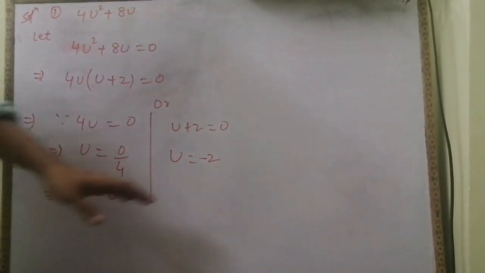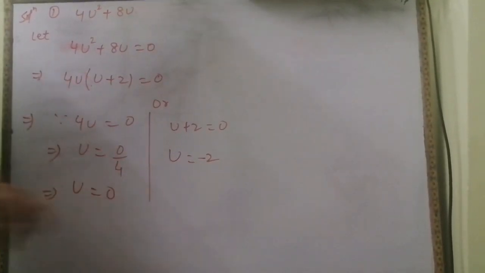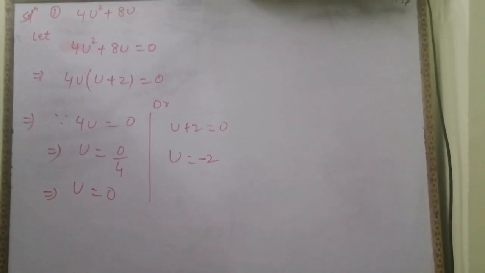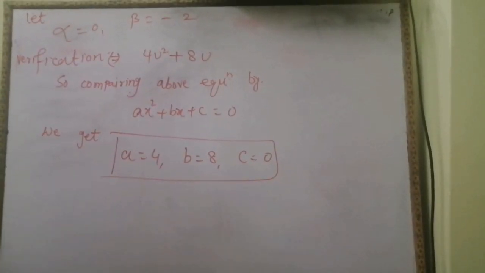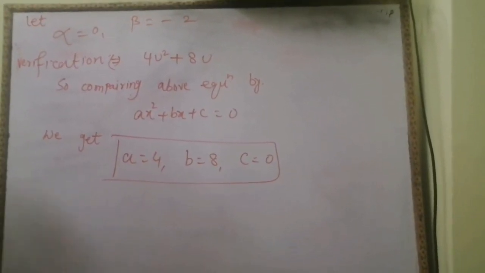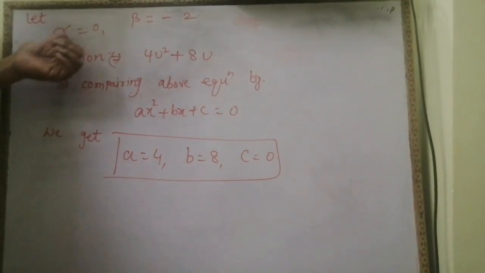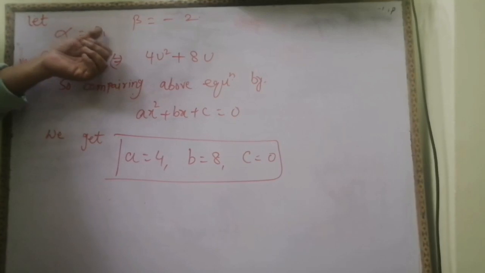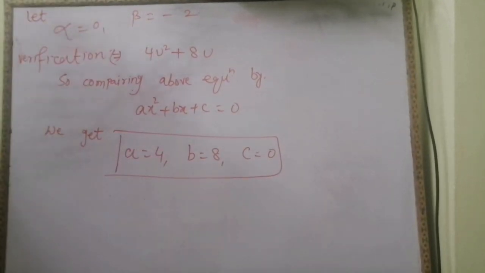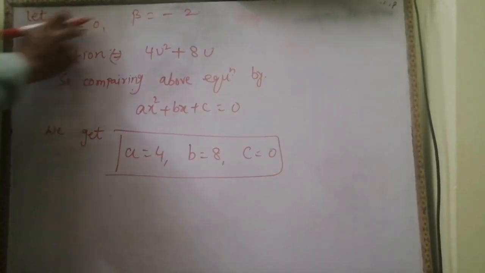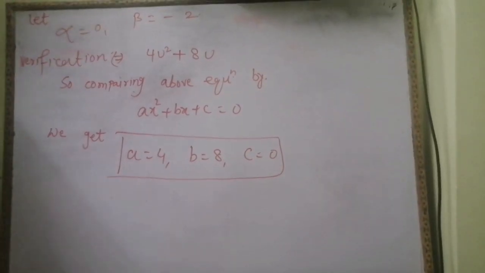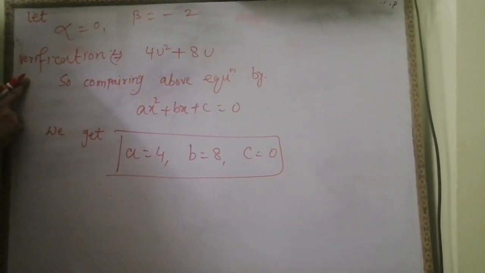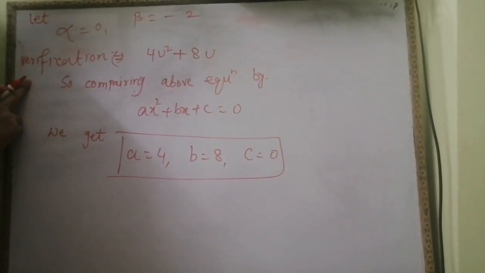If I take this one as the first, then the second one will be this. Take the first zero as alpha, and the second one will be beta. If you take -2 as alpha, then this will be the beta. So I have taken the zero as alpha and -2 as beta. Now come to the verification point. You have to verify the relationship between zeros and coefficients.